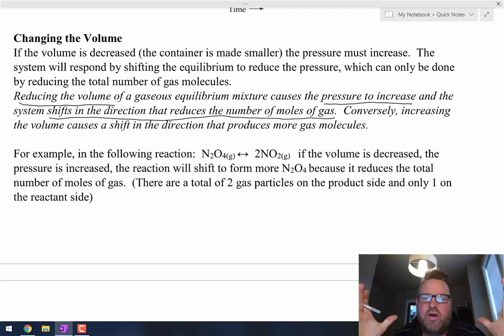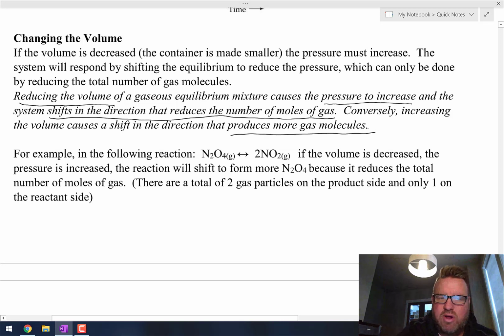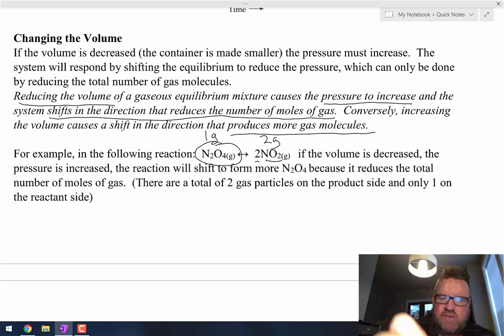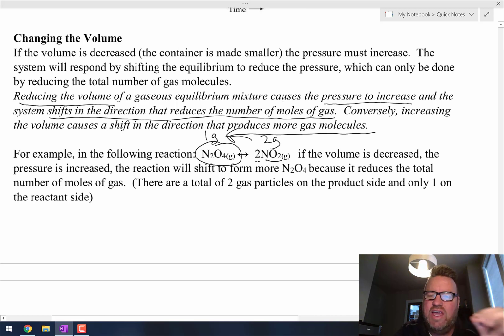If you make it bigger, if the volume increases, that decreases the pressure, and that's going to shift to the side that produces more gas molecules. For example, here we've got N2O4. We've got 1 gas on the left, and we've got 2 NO2, so we have 2 gases on the right. If the volume is decreased, the pressure goes up. And if that happens, then the reaction is going to shift to the left-hand side to form more N2O4 because, again, it reduces the total number of moles of gas. There's 2 on the right and only 1 on the left.